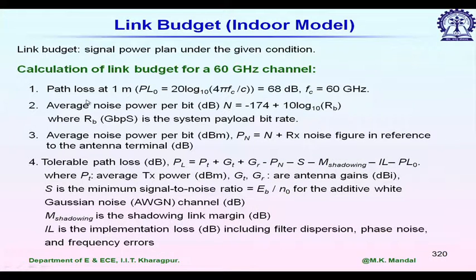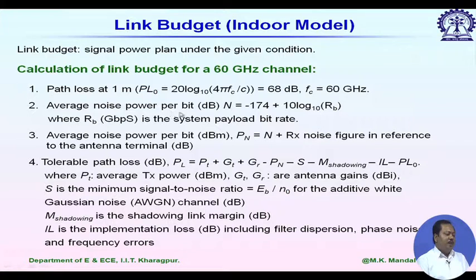So, the calculation, let us say we are considering at 60 gigahertz, it starts with the path loss calculation. Now, for the first 1 meter we will consider the path loss, it is 20 log 10 of 4 pi f_c by c. So, if I put f_c equal to 60 gigahertz, it comes to 68 dB.